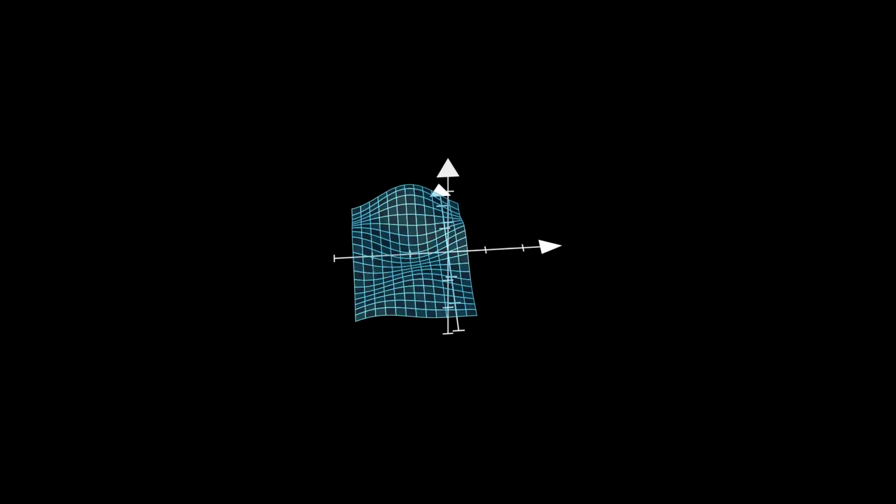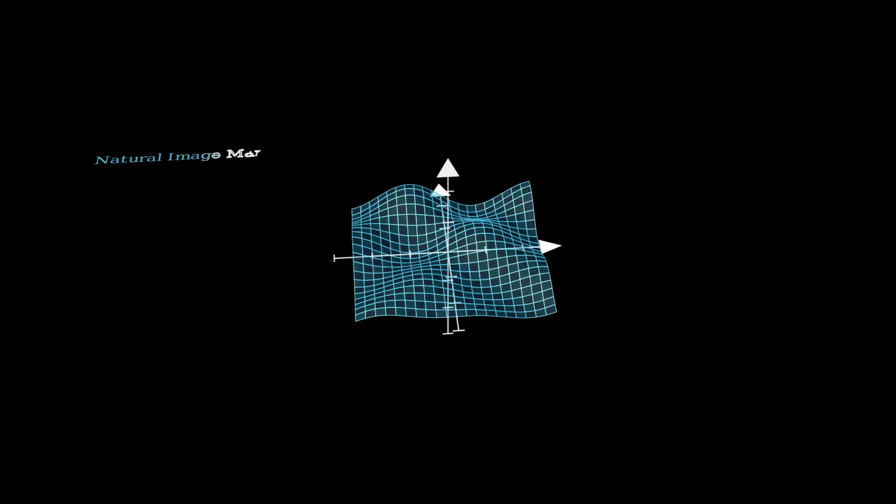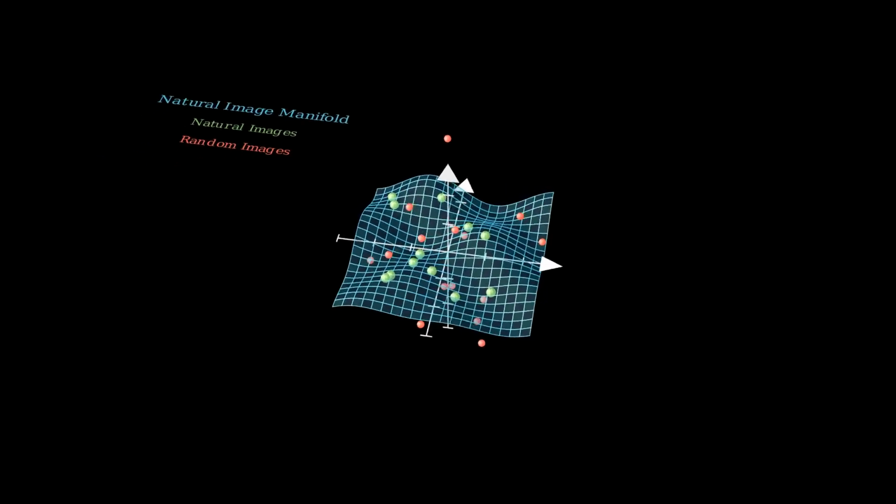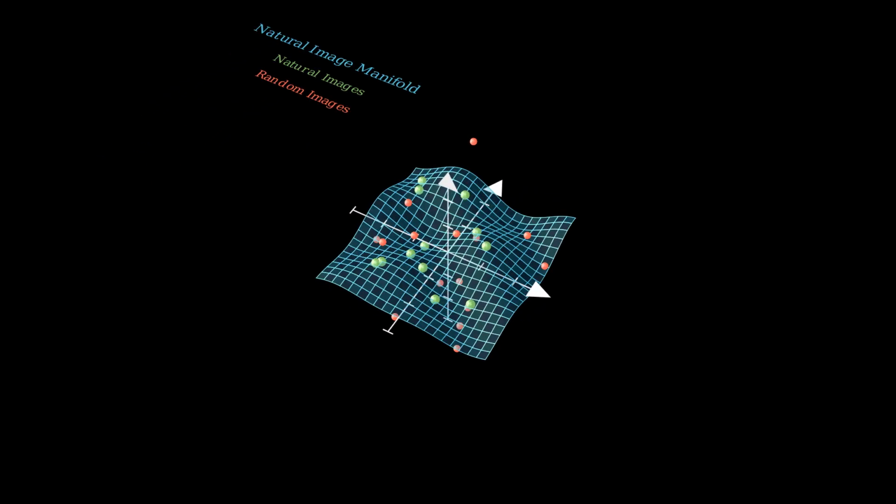Natural images, on the other hand, lie on a much lower dimensional manifold embedded within that space. This is called the manifold hypothesis, and it's a core idea in machine learning. It states that even though data may exist in a very high dimensional space, the meaningful instances of that data, such as natural images, human speech, or well-formed text, do not randomly fill that space. Instead, they lie on a much lower dimensional manifold embedded within it.